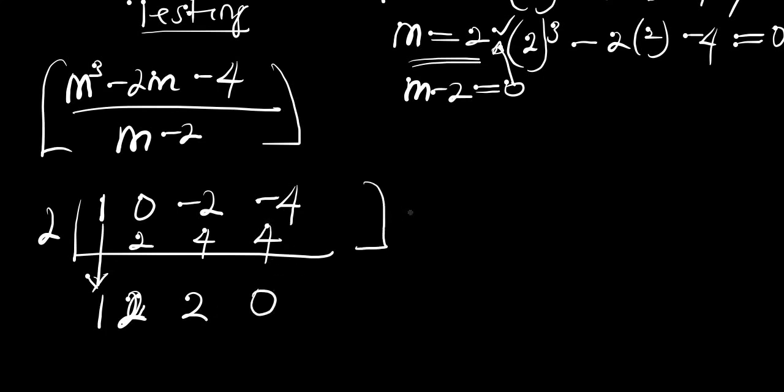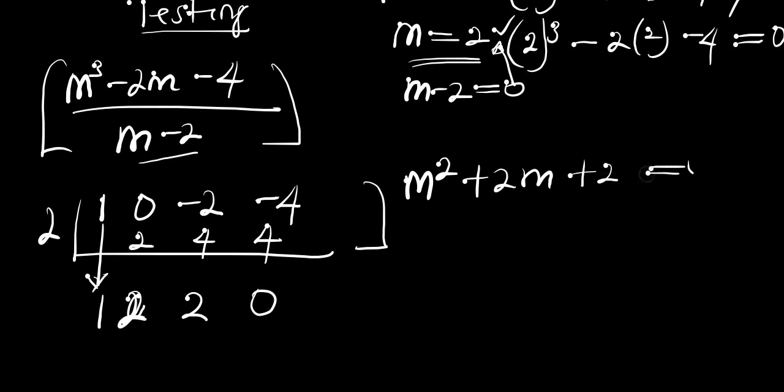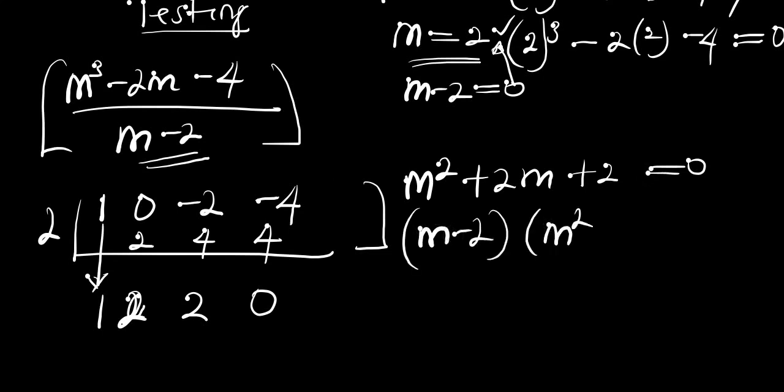So the second factor, in addition to this, is m² plus 2m plus 2, and this is equal to 0. So the two factors are m minus 2 multiplying m² plus 2m plus 2, and this equals 0. If you multiply this out, we get the equation we have here, and we have to solve these two equations in order to find the solutions.